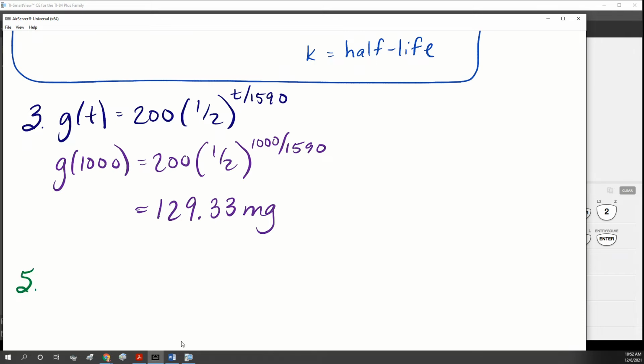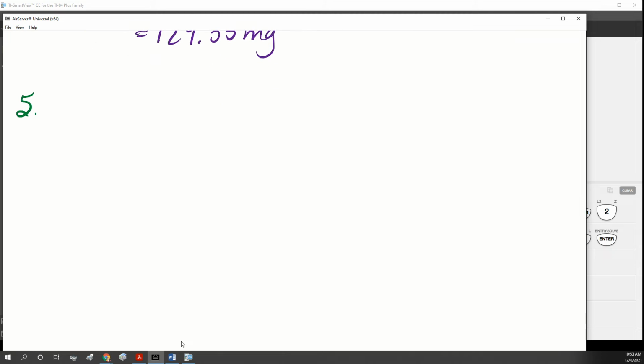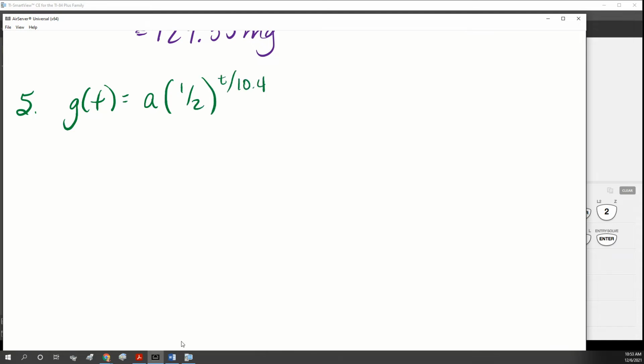Okay, number 5, we have the half-life of erbium. I think that's how you say it. 165 is 10.4 hours. So it decays way faster than radium. After 24 hours, a sample still contains 2 milligrams. What was the initial mass of the sample, and how much will remain after another 3 days? Okay, so I'm going to go ahead and put in what I know. I do not know the initial amount, but I do know the half-life is 10.4 hours.